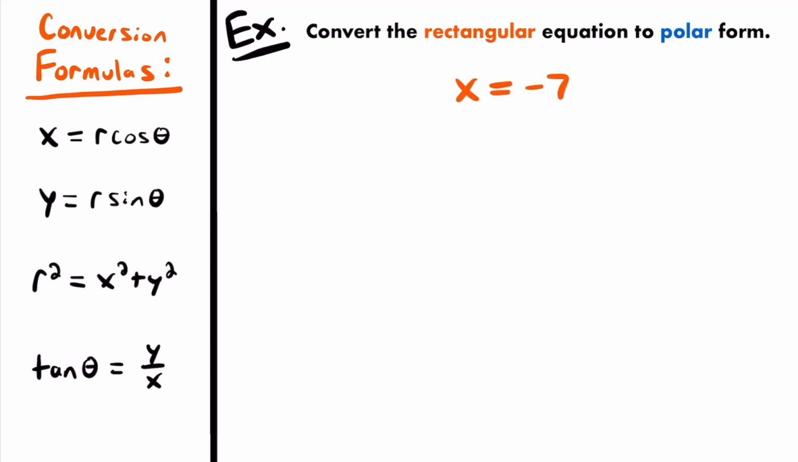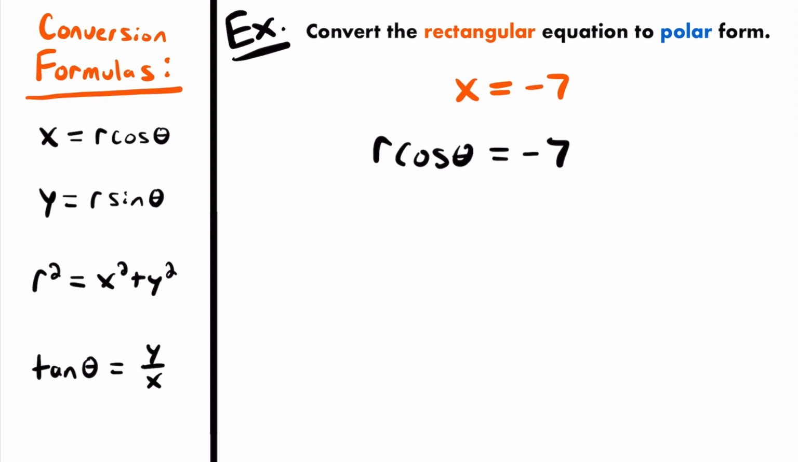All right, so for this example, we want to convert the rectangular equation to polar form, and we have x equals negative 7. And so when you have a very simple rectangular equation like this, where you just have x equals some constant, all you have to do to convert it to polar form is replace x with what it's equal to in terms of r and theta. We know that x is equal to r times cosine theta, so we can replace x with r times cosine theta. So we'll have that r times cosine theta is equal to negative 7.